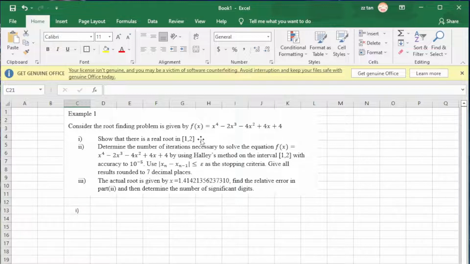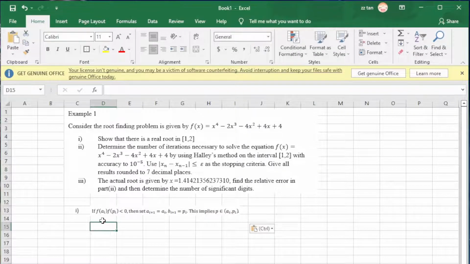So question one wants us to show that there is a real root in the interval 1 and 2. So according to this theorem, if f(a) times f(b) is less than 0, then there is a root between a and b.